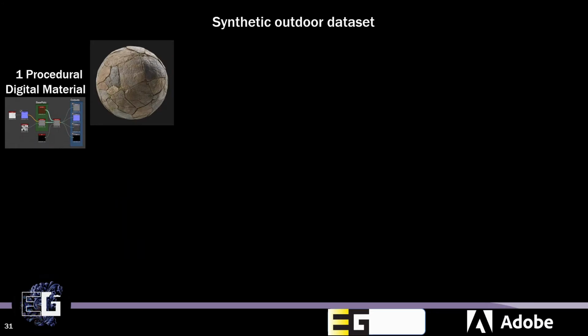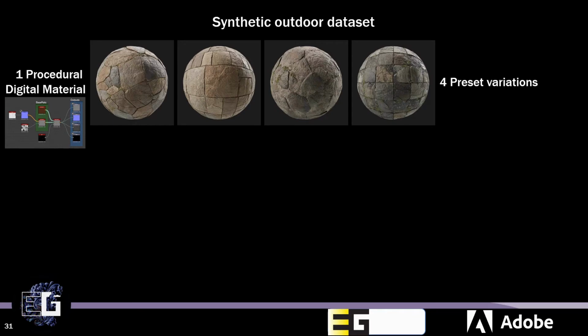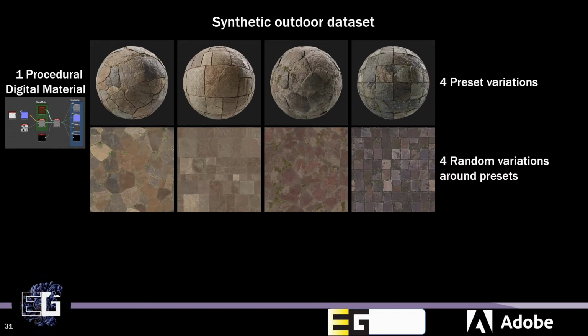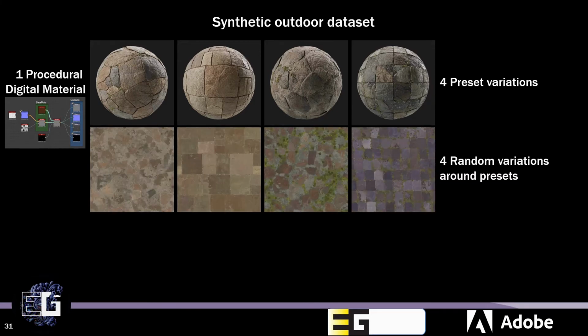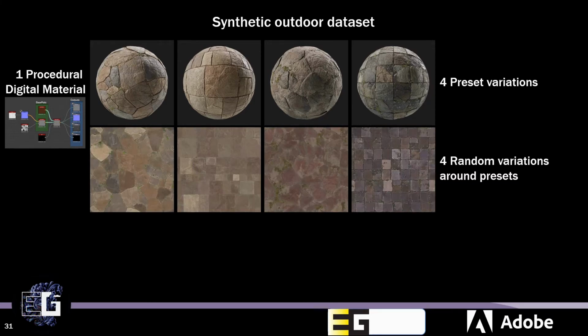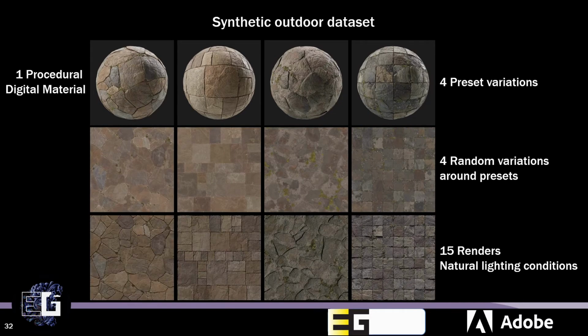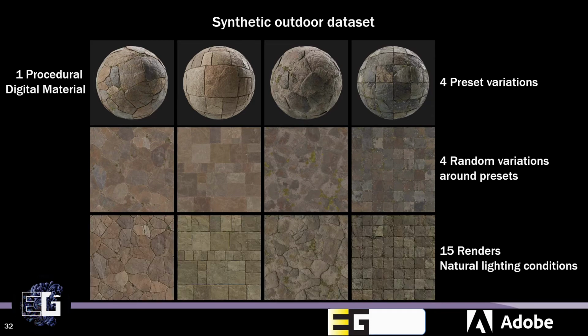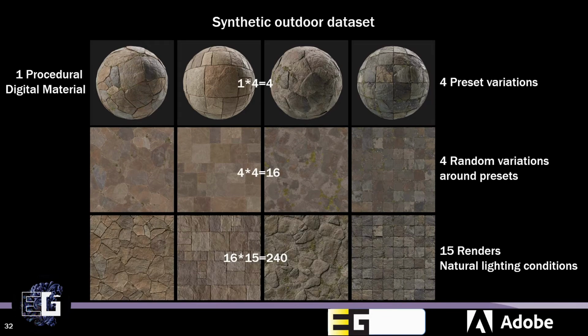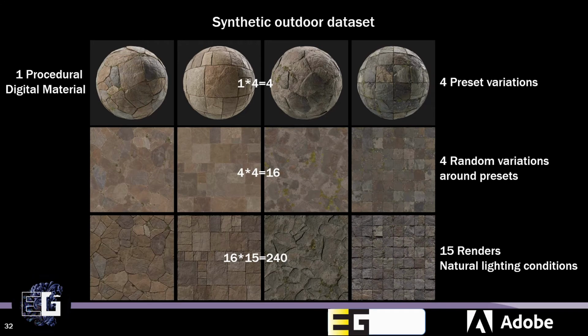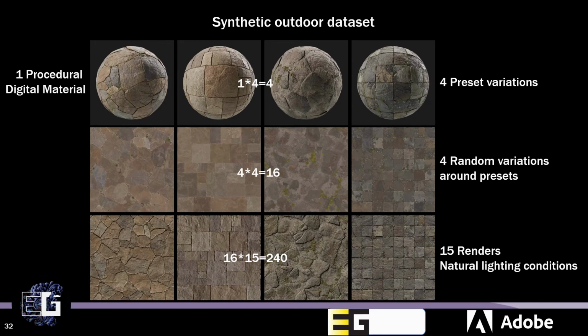Starting from one procedural digital material, we have access to 4 preset variations of the exposed parameters that are defined by the technical artist that created the material, so the realism is guaranteed. We do random variations around the presets with a Gaussian distribution to explore a limited range of possibilities, to remain realistic while creating new variations. We then render each variation with 15 renders representing natural lighting conditions. We finally get 240 variations starting from one procedural material, that we can further augment with classic cropping augmentation.